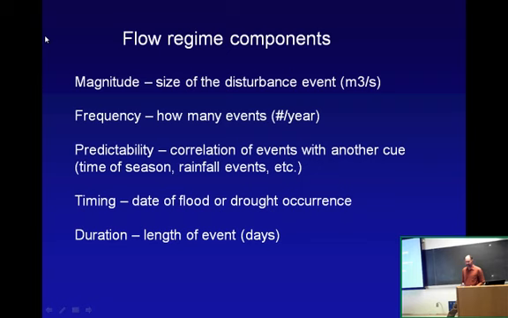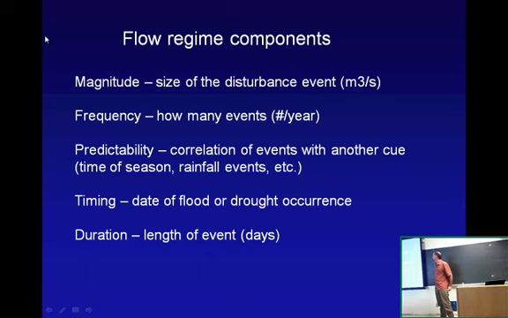Okay, so just some quick definitions of the terms that I'm going to end up throwing around, so I might as well get them out of the way. When we talk about a flow regime, we can break it into these constituent components, such as the magnitude of an event, you know, how big it is, what was the peak CFS or cubic meters per second of a flood event.